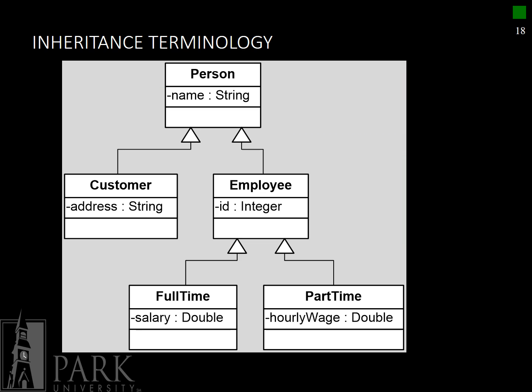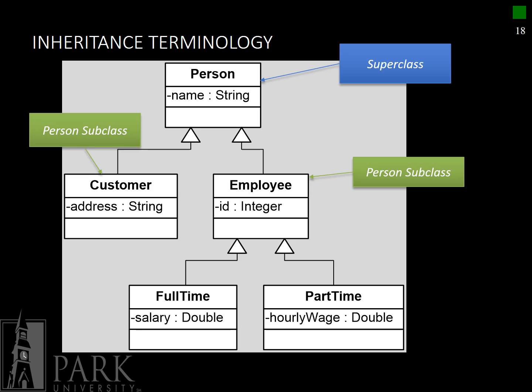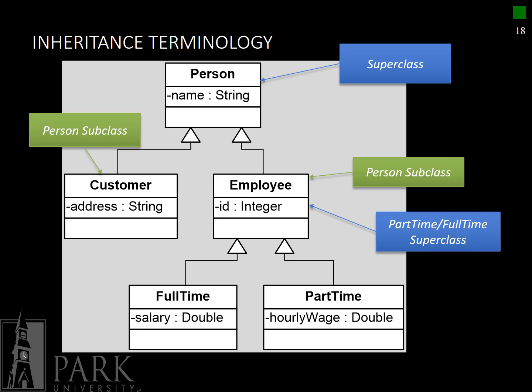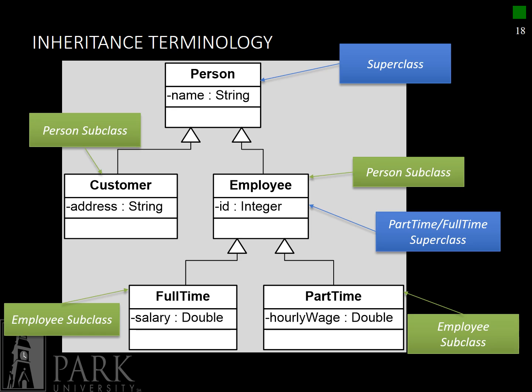With inheritance hierarchy, pairs of classes are linked together, similar to our aggregation and composition. For each pair of linked classes, the more generic class is called the superclass, and the more specific class is called the subclass. So in this example, person is a superclass. Employee and customer, on the other hand, are subclasses of the person class. Additionally, employee is a superclass of full-time and part-time classes, while full-time and part-time classes are the subclasses of employee.